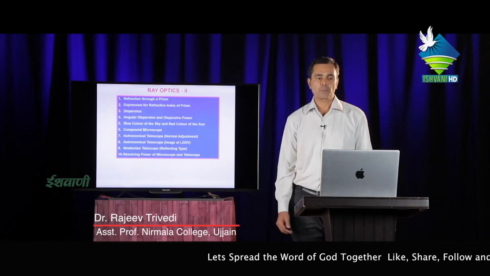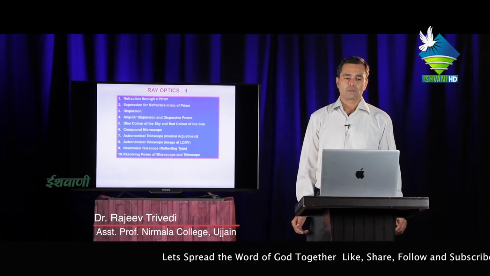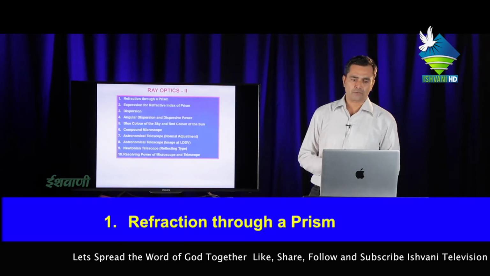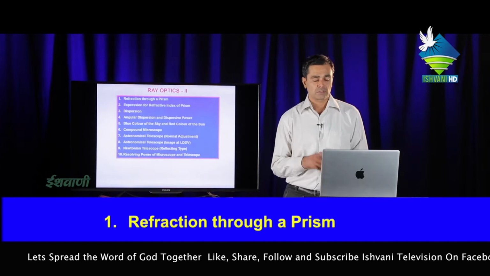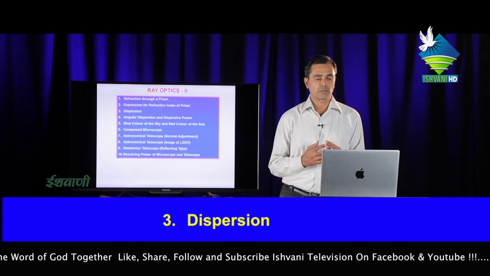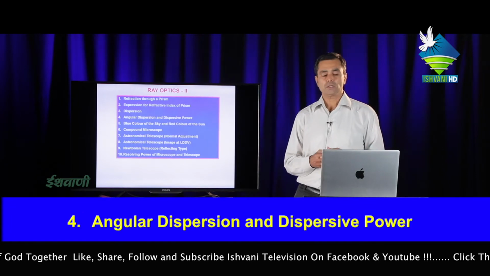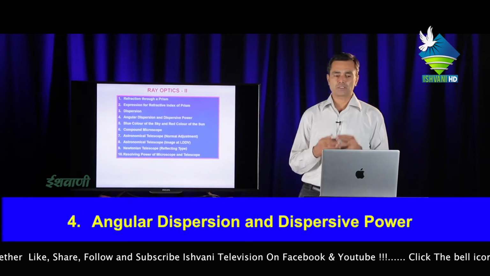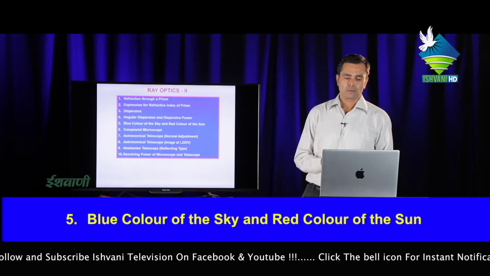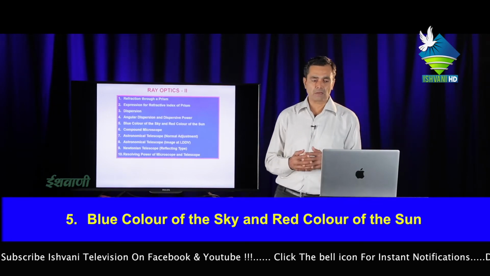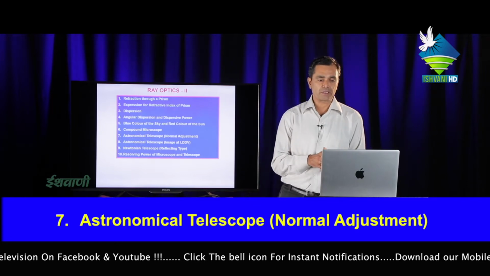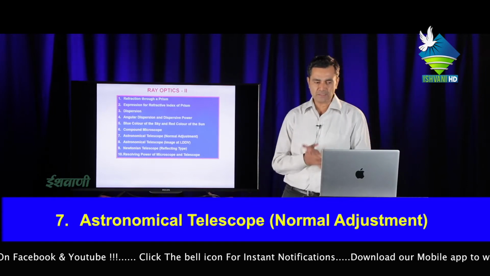Today's topic is ray optics, part two, in which different parts are present. First, refraction through a prism. Second, expression for refractive index of prism. Third, dispersion. Fourth, angular dispersion and dispersive power. Fifth, why the sky is blue and the sun is red. Sixth, compound microscope and astronomical telescope in normal adjustment.